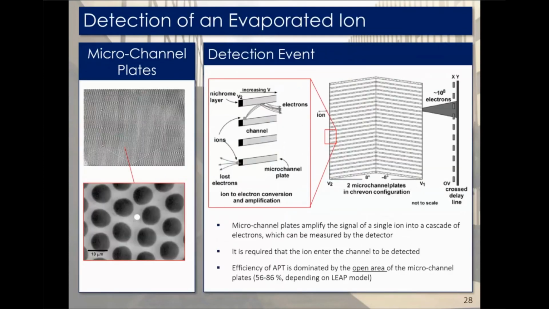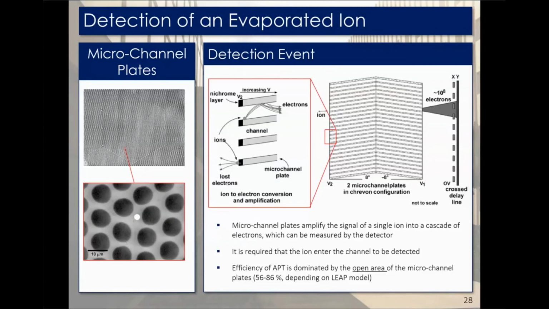So I just want to talk really briefly about detection of an evaporated ion. I don't want to go into too many details, but I do want to describe one thing, which is the microchannel plates. The microchannel plates are there to amplify the signal of a single ion, which might just be in a 1+ charge state, essentially only one electron's worth of charge, into an electrical signal that we can actually measure. It does this by converting that single ion impact when it enters one of these little channels in this honeycomb structure. And these microchannel plates are biased in such a way that they can convert that ion impact into an electron cascade that we can measure with our delay line detector.